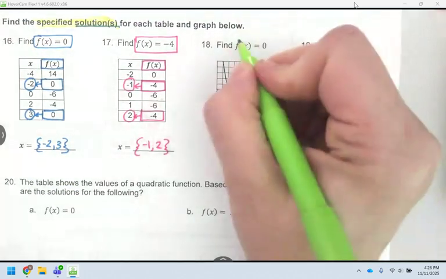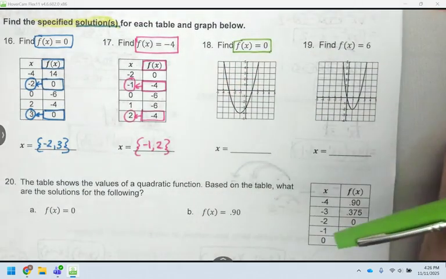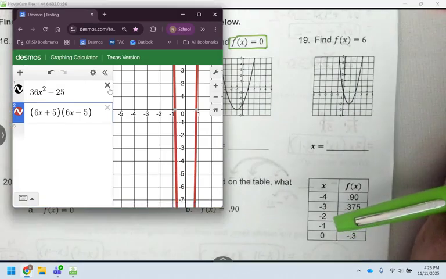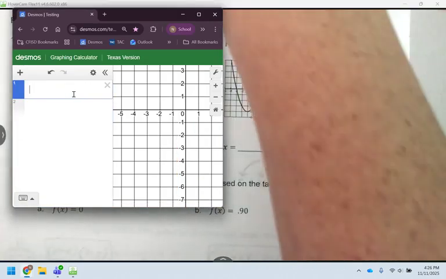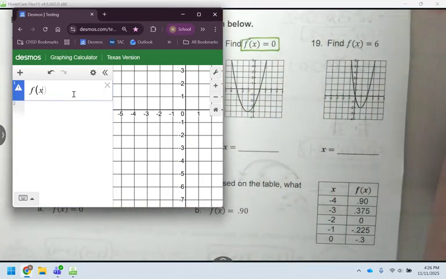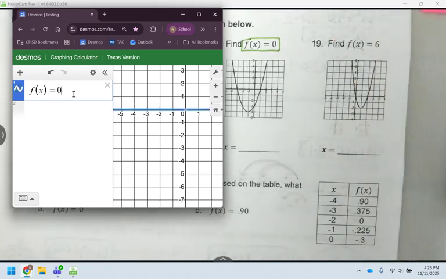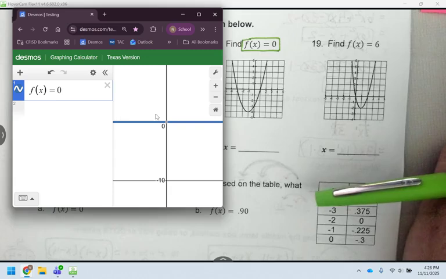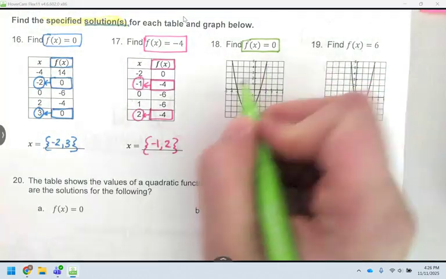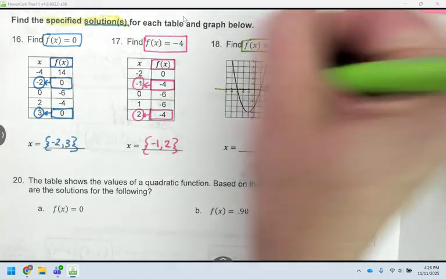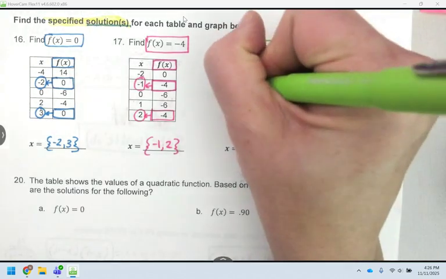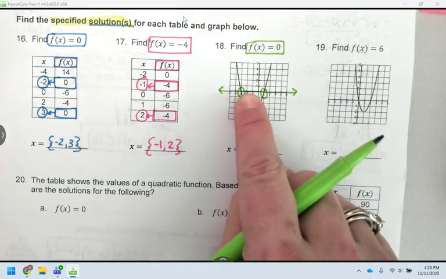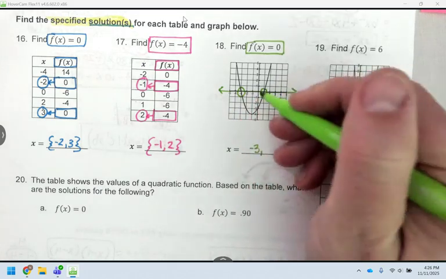All right, moving on to a graph. f of x is equal to 0. Let's say you're taking the test and you're like, what? I don't remember how to graph that. You can always just type it in. Let's see if it works. f of x is equal to 0. So that looks like it is a straight line going left and right on the x-axis. So that's right here. Your solution is where they intersect. And again, it's just those x values. So that's negative 3 and 1.